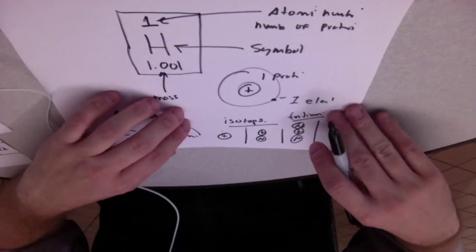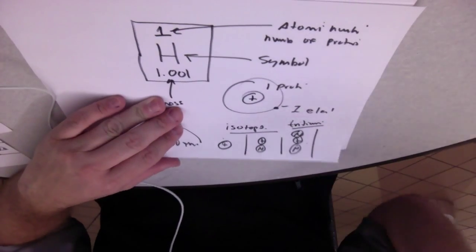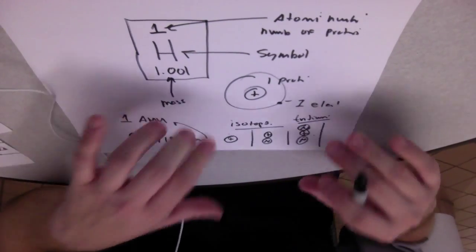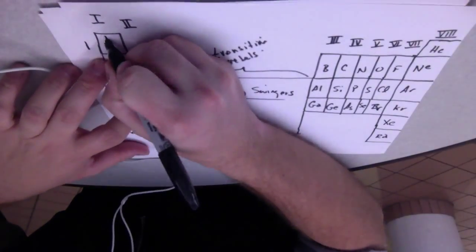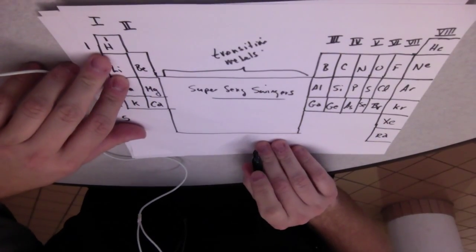Every element has different isotopes, but hydrogen's just the one that's the easiest to talk about. Okay, so we're good there. So let's go back to the periodic table of elements here. Okay, so let's start at hydrogen. Hydrogen has an atomic number of 1.